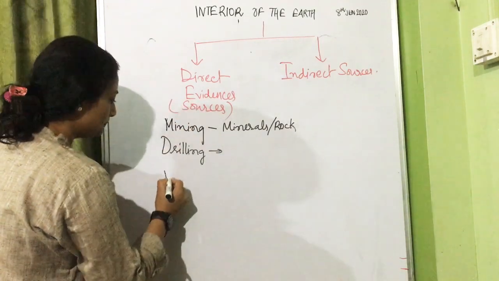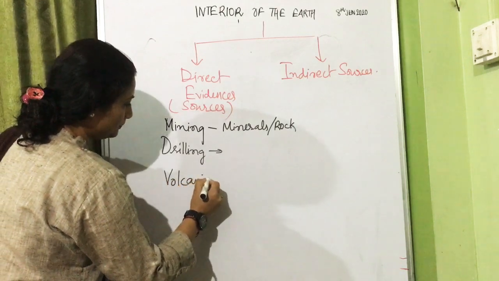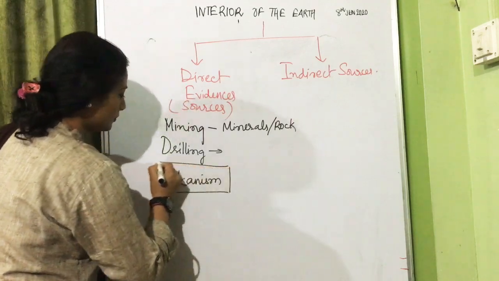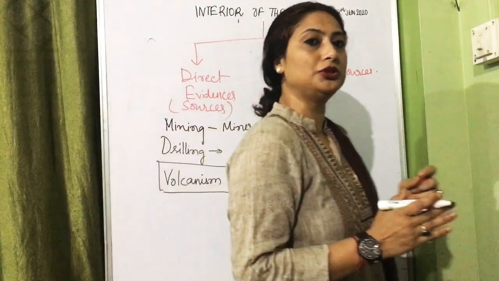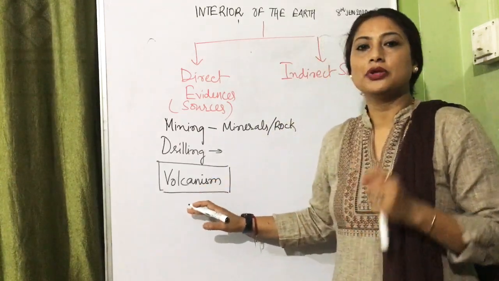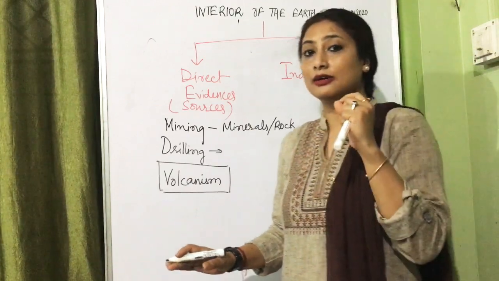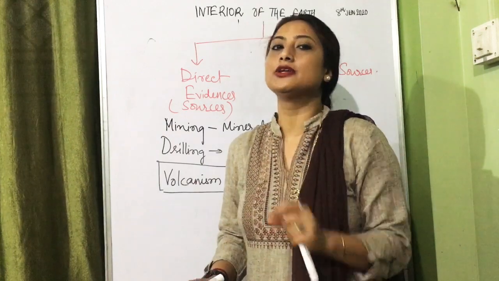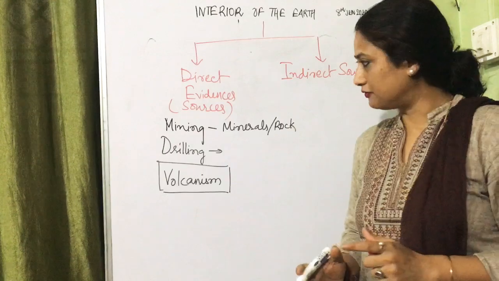The last one is volcanism, the most important source of information about the earth's interior, because during volcanism things from the interior of the earth which are located at a greater depth come onto the surface, and then they can be taken to a lab to research what they are composed of.